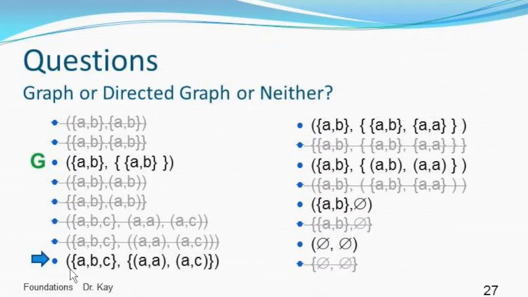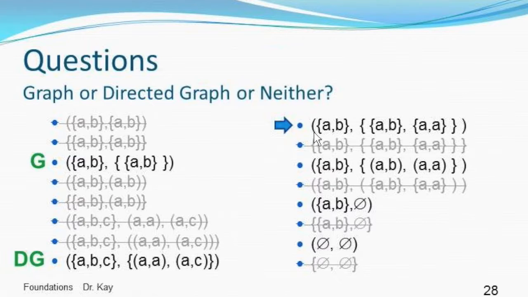Here again, we have a tuple. It has two things in it. Both of them are sets. ABC is a set of vertices, and we have tuples in here, but that's okay. That's just directed graphs. So there's an edge from A to A, another edge from A to C. That looks good. So that's just going to be a directed graph.